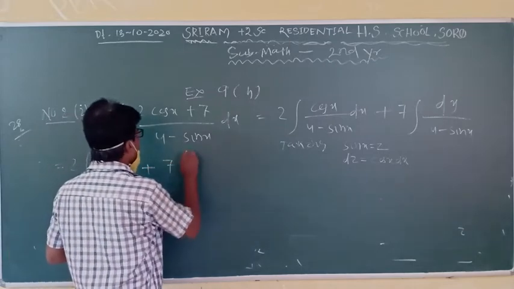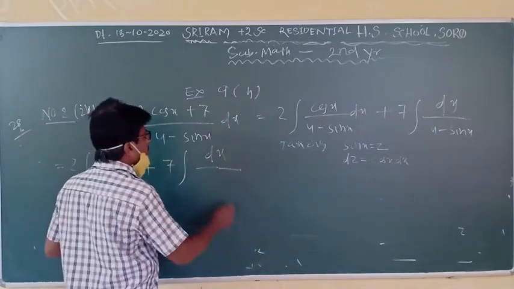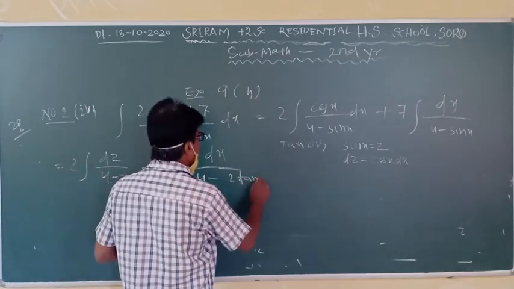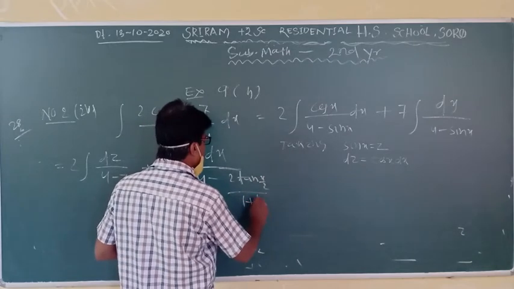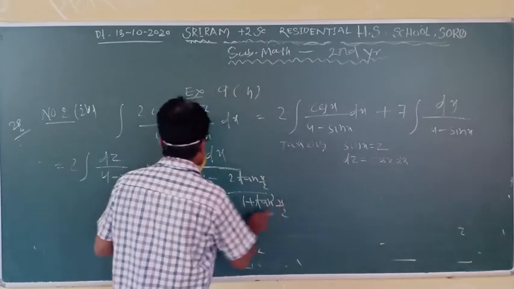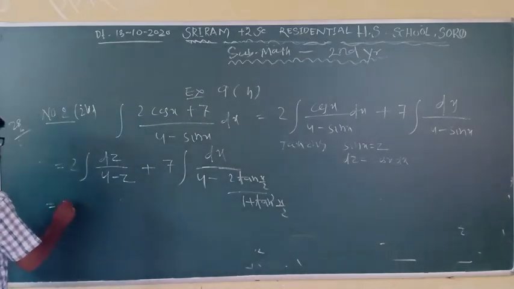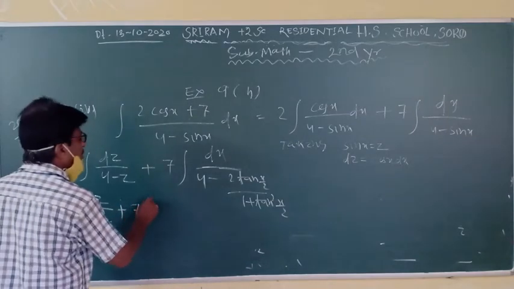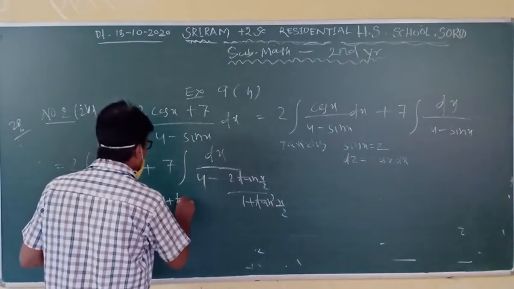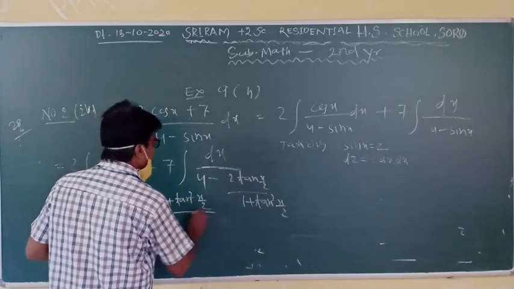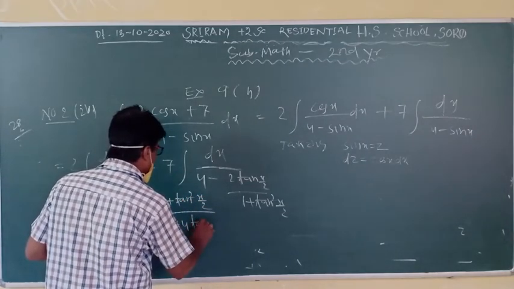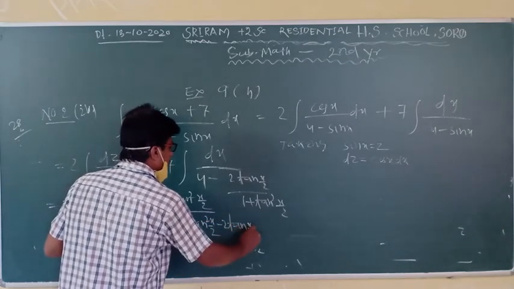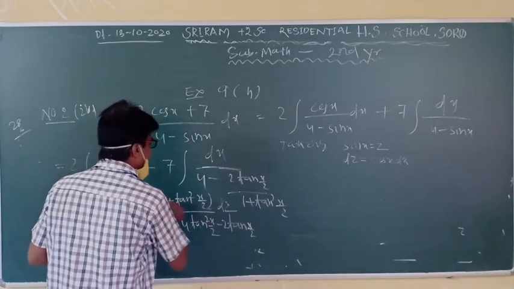Now for the 7, using form number 1, dx over 4 minus sin x, where sin x is equal to 2 tan x by 2 by 1 plus tan square x by 2. So the LCM is 1 plus tan square x by 2. So that is 2 dz by 4 minus z plus 7 times 1 plus tan square x by 2, that is 4 plus 4 tan square x by 2 minus 2 tan x by 2, dx.